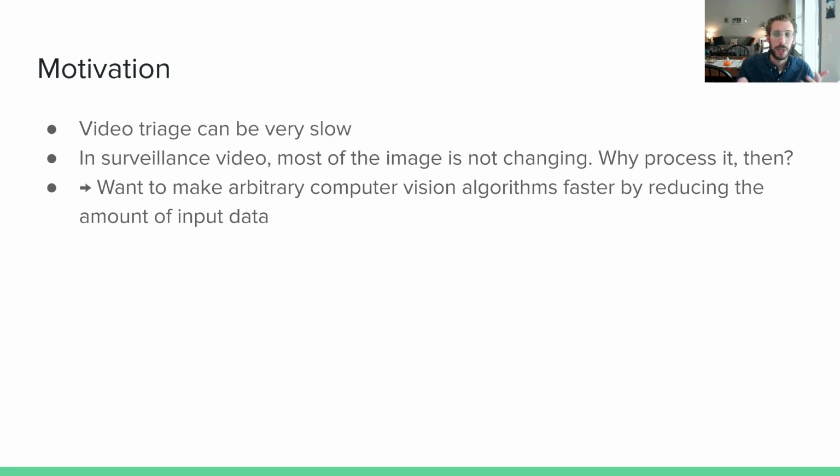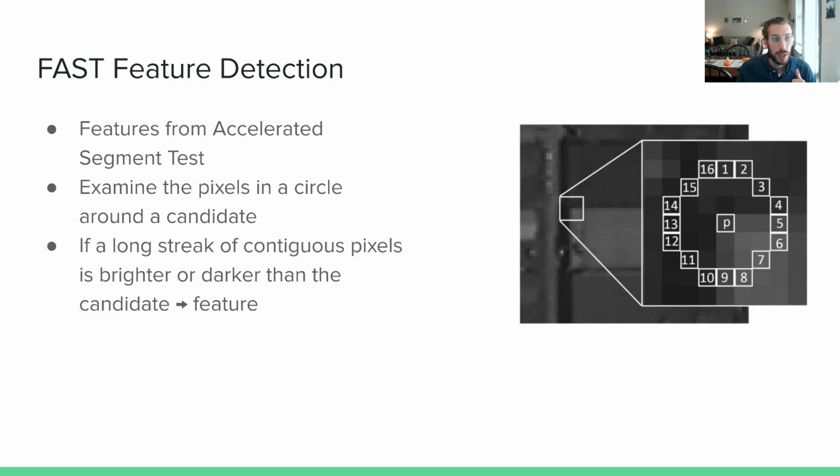So our big question here is, in traditional vision pipelines, why are we continuing to repeatedly process the parts of the video that are not actually changing very much? So our goal here is to make arbitrary computer vision algorithms faster by reducing the actual amount of input data that needs to be processed by those algorithms.